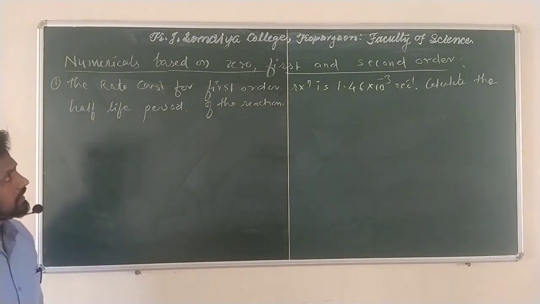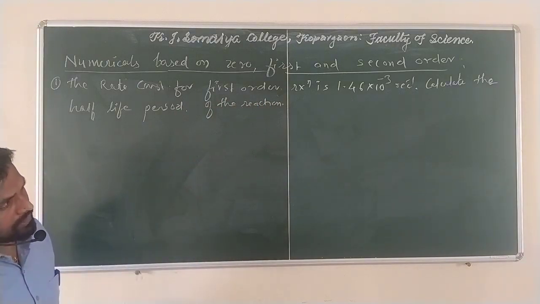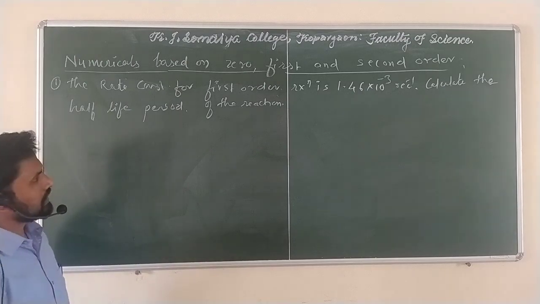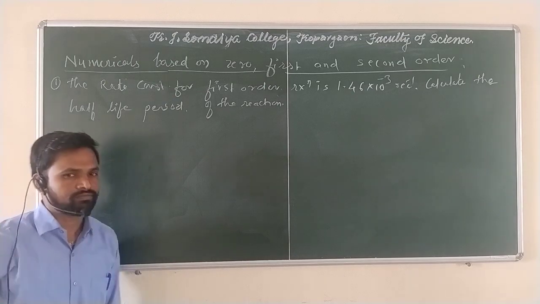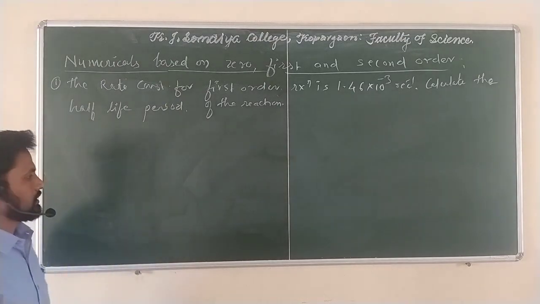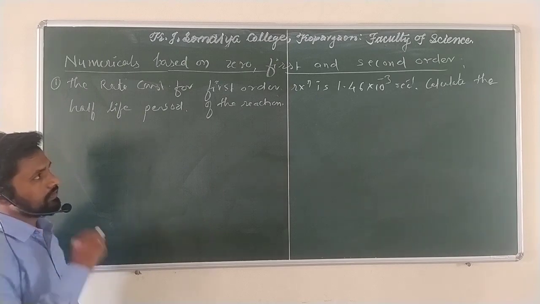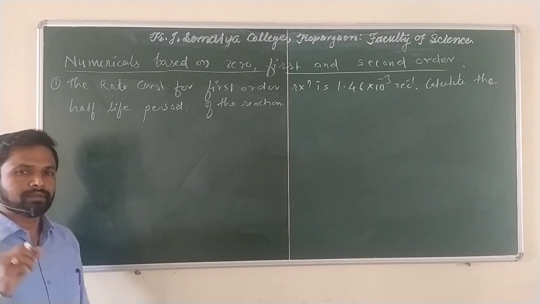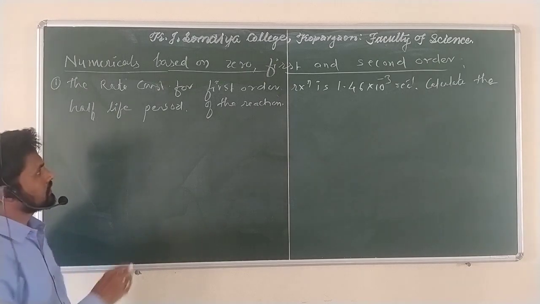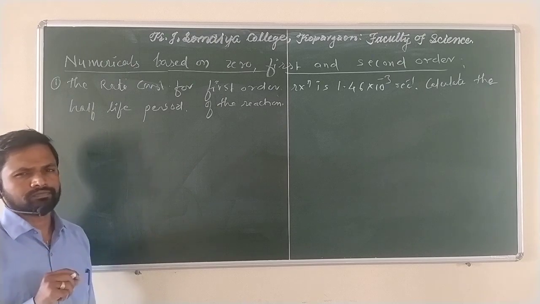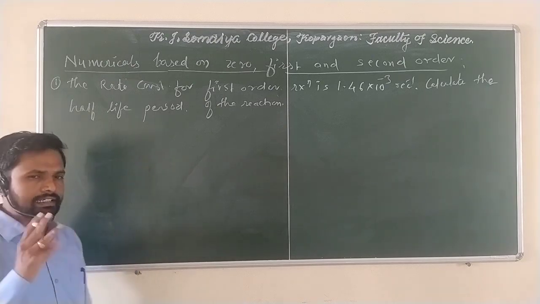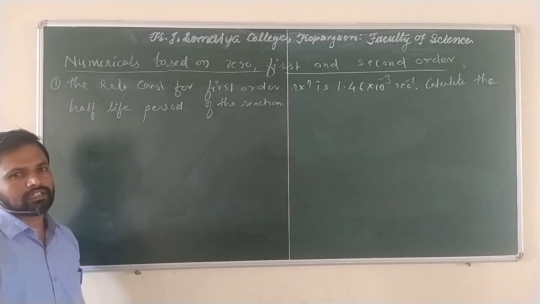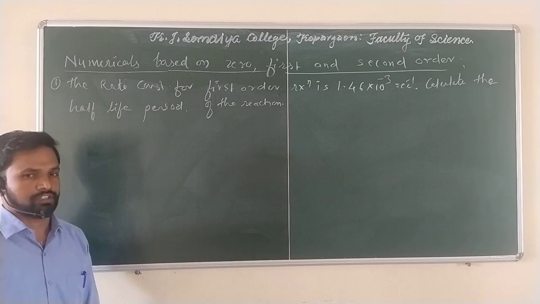This is the problem. The rate constant for first order reaction is 1.46 into 10 raised to minus 3 per second. Calculate half-life period of the reaction. The problem is very simple. Whenever you are solving numericals, remember this carefully. First, read the problem carefully, at least 2 times. For what purpose? To understand what is given and what you have to calculate.